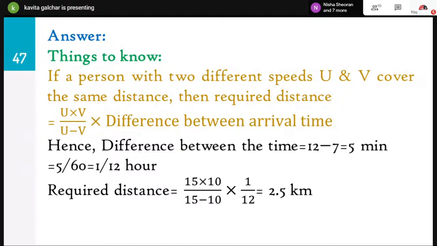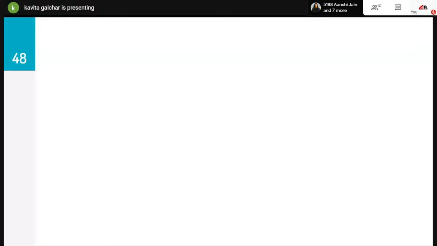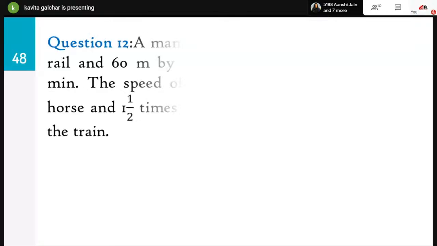But distance, as the two speeds are 15 and 10, so by applying the formula I am getting 15 into 10 upon 15 minus 10, multiplied by 1 upon 12. That is, the required distance would be 2.5 kilometers. Option D is true. So we have learned two new formulas that will definitely help you to solve the problems more easily and in a precise manner.